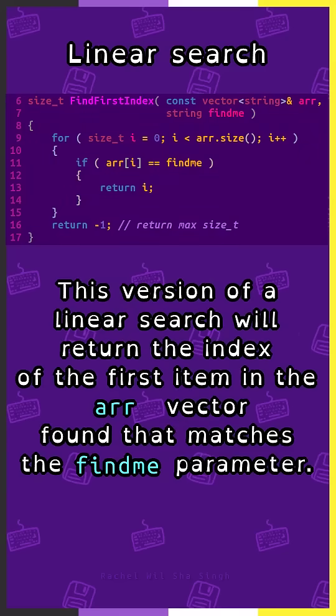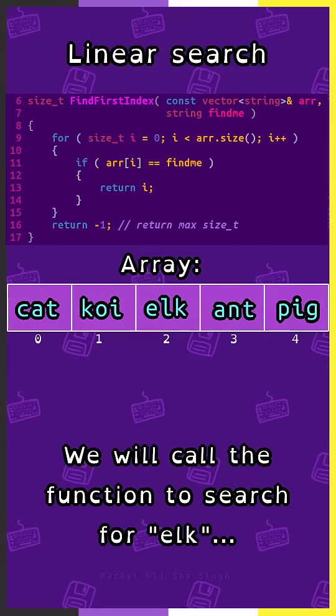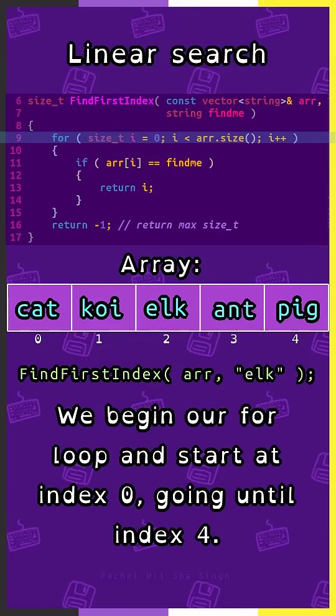This version of a linear search will return the index of the first item in the array vector found that matches the findMe parameter. Let's step through it. We will call the function to search for elk. So the parameters are the array and elk is the search term. We begin our for loop and start at index 0, going until index 4.